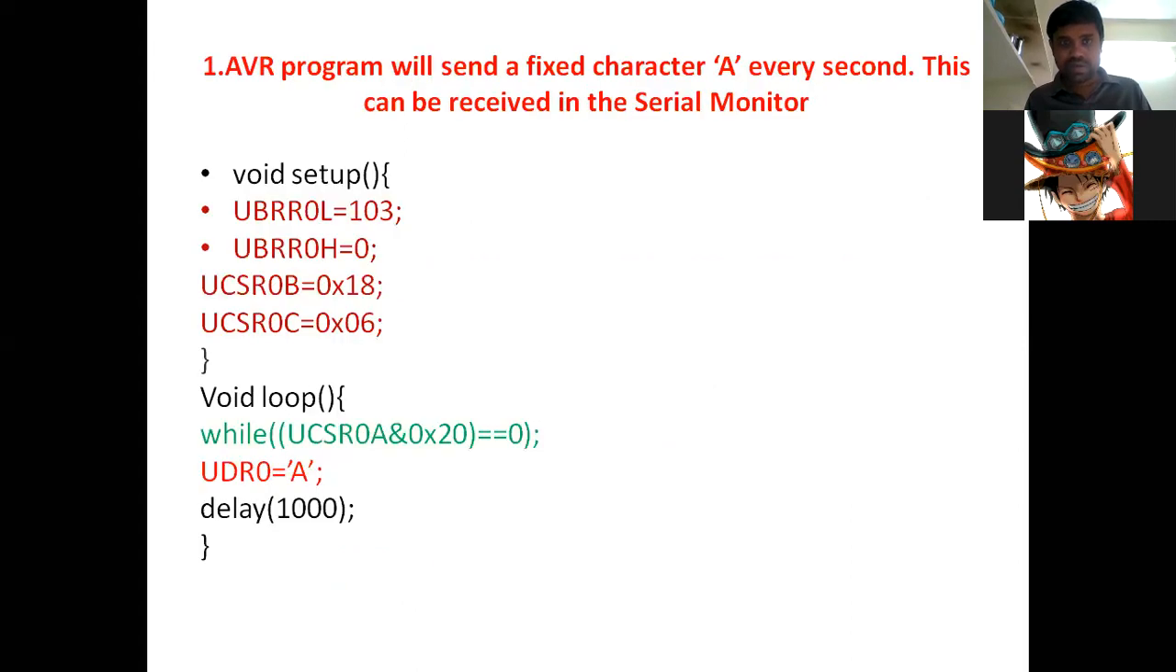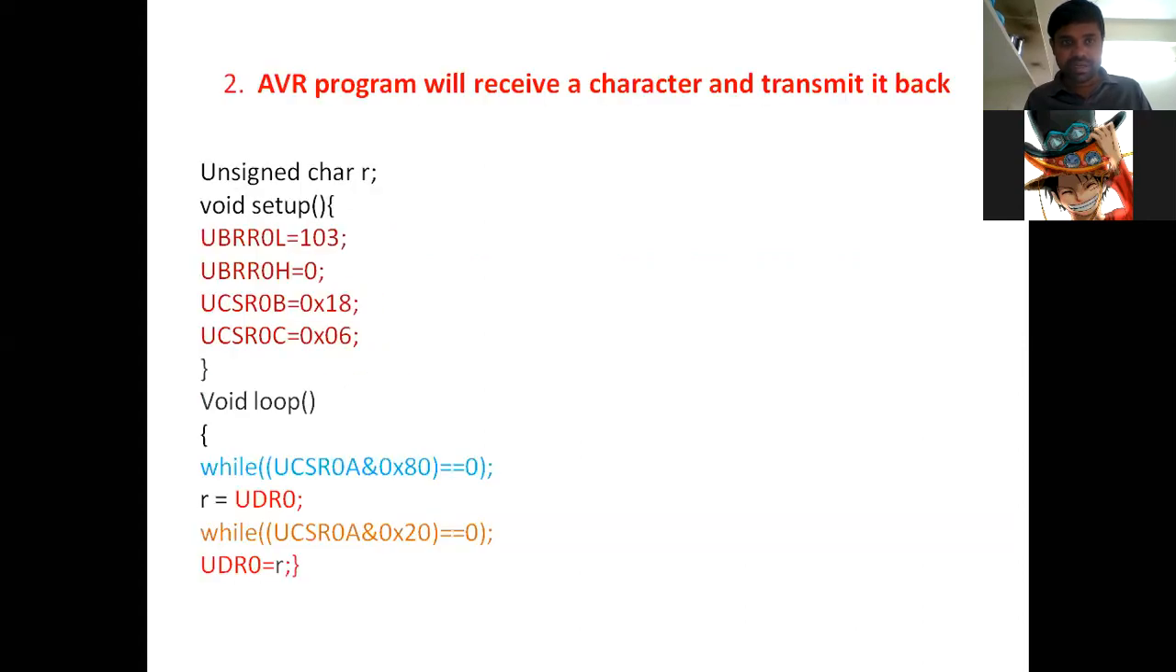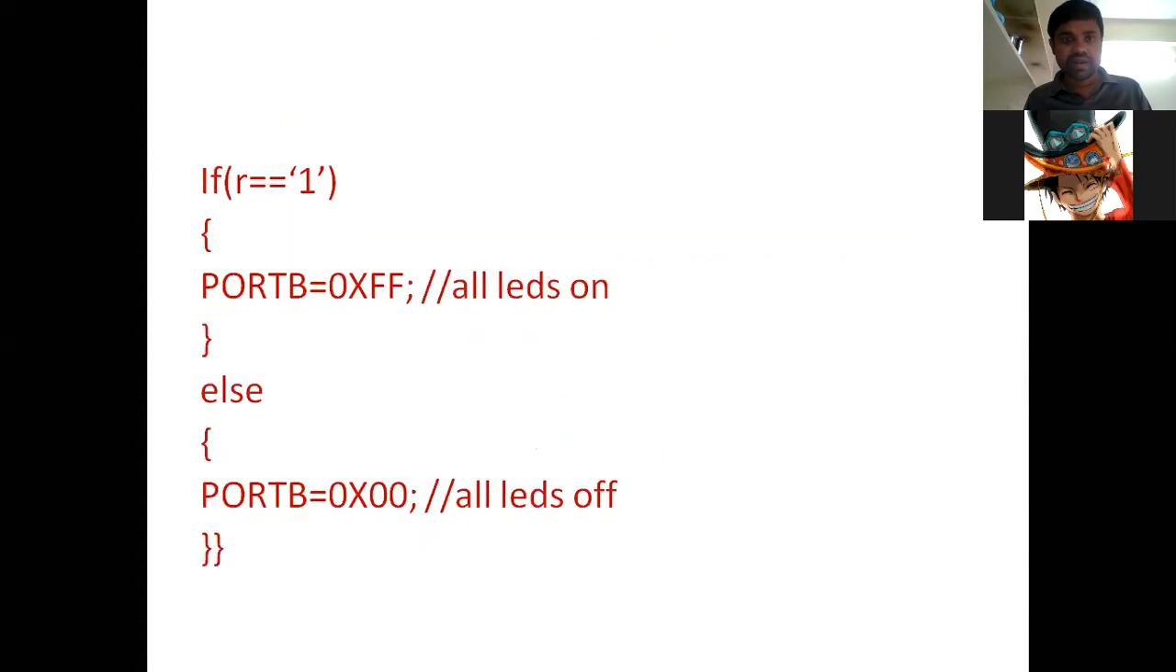This is to transfer a single character A, and multiple characters also, we are seeing GRIT. Next, the echo program. Next, AVR programming to control the appliances from the serial monitor. Practically we will see it; in just 5 minutes we will complete, no problem.